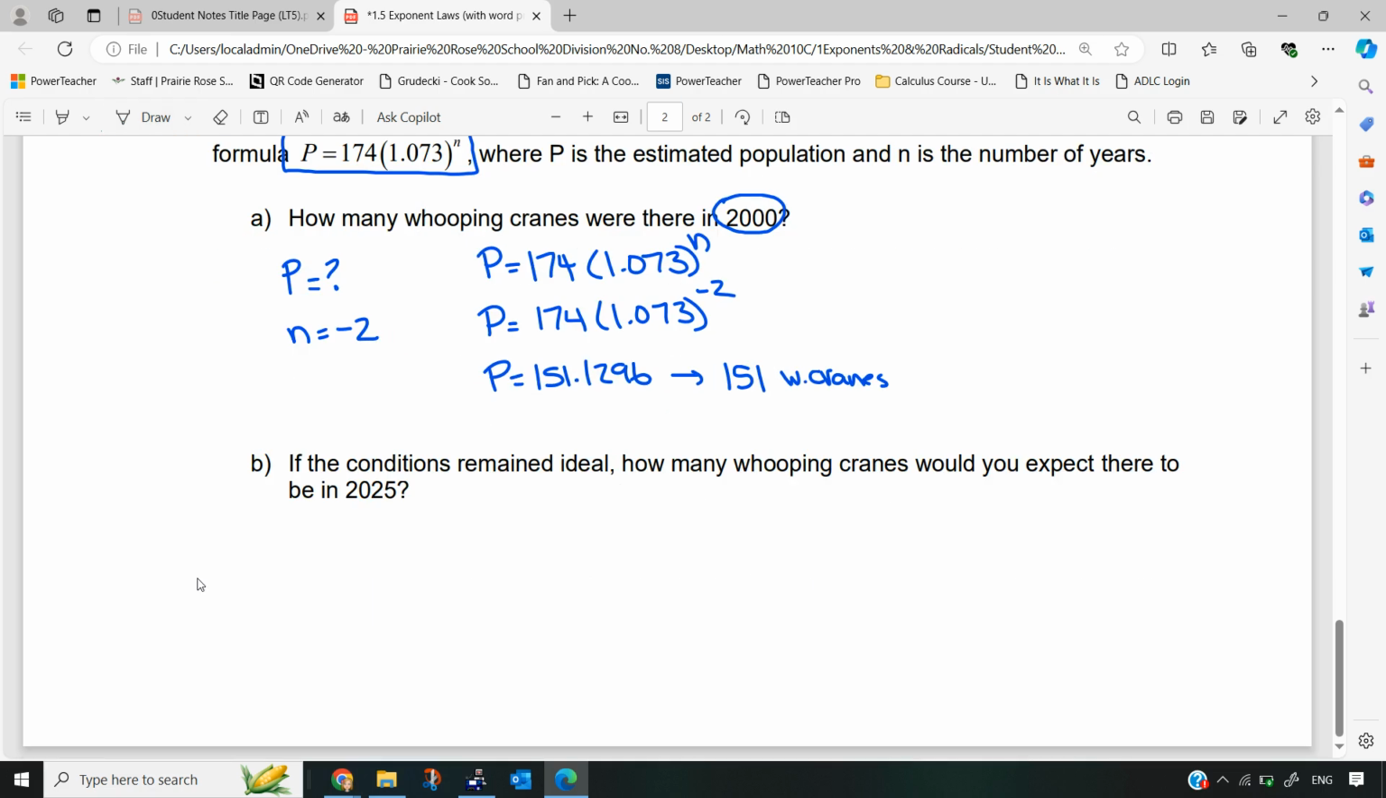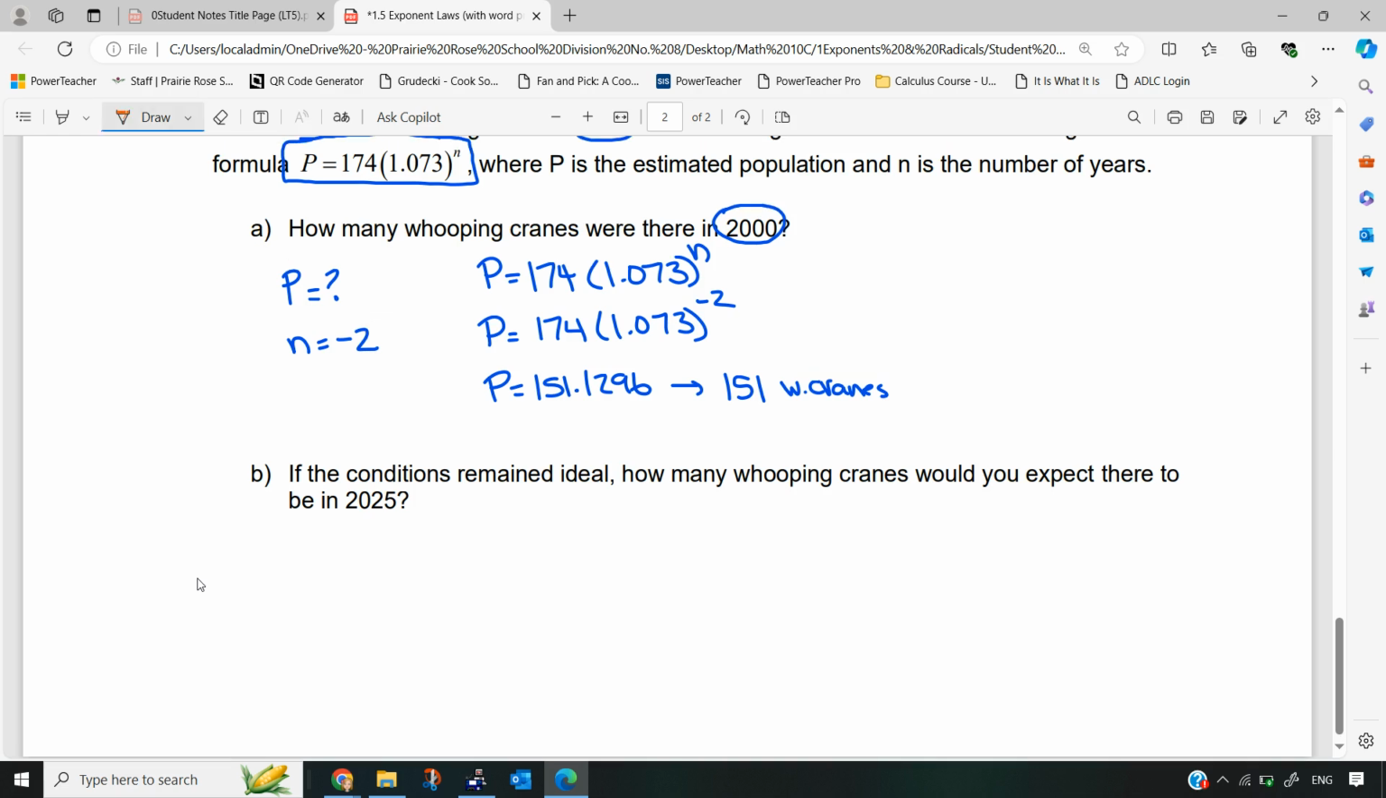Now for the second example, it said, if the conditions remained ideal, how many whooping cranes would you expect there to be in 2025? So the first thing we're going to need to do is figure out how many years are there from 2002 to 2025. If we take 2025 and subtract 2002, that's going to give us 23 years. And so that's going to be our n value. So our population is still unknown, and our n value is 23.